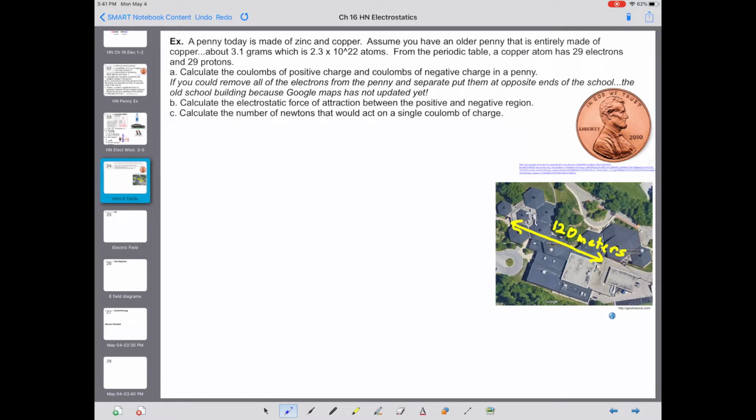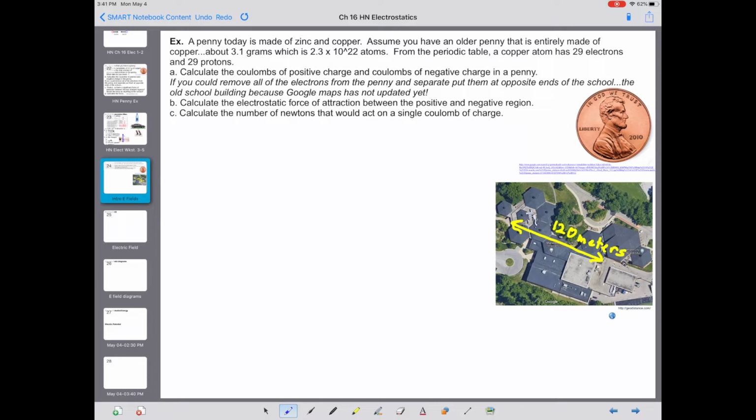We have a penny. Pennies today are made of mostly zinc and a little bit of copper. We're going to assume that we have an older penny that is made of entirely copper. That's about 3.1 grams, or 2.3 times 10 to the 22nd atoms. From a periodic table, we know that copper has 29 electrons and 29 protons.